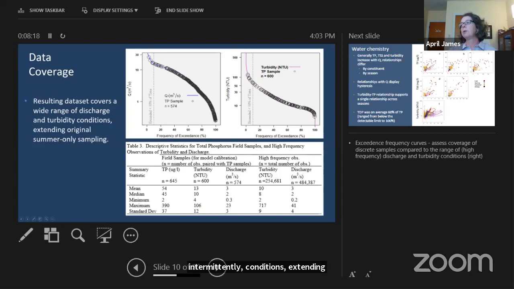So we can see the flow duration curve here in the top left, and then here we can see the frequency of exceedance versus turbidity as well. So we've got about 600 independent turbidity samples, 665 total phosphorus samples as part of the data set.